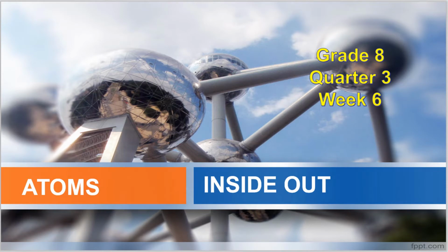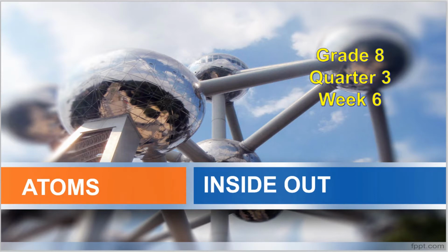Hello grade 8 learners! Welcome to our video lesson for week 6, which is all about atoms inside out. In the previous video lesson, you learned that everything in this world is made up of matter, which in turn is made up of atoms. These atoms are made up of the same atomic particles. Atoms are neutral, meaning for every proton in the nucleus of an atom, there is a corresponding electron outside the nucleus. The atom of one element differs from the atoms of another element.